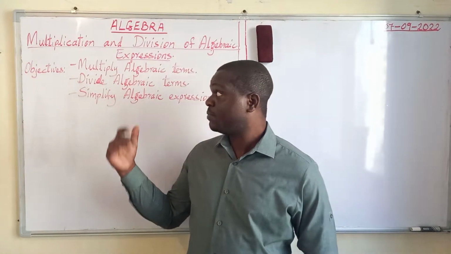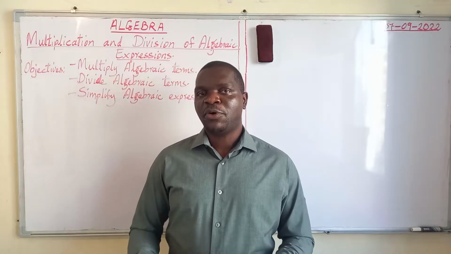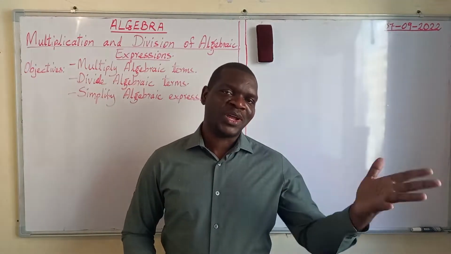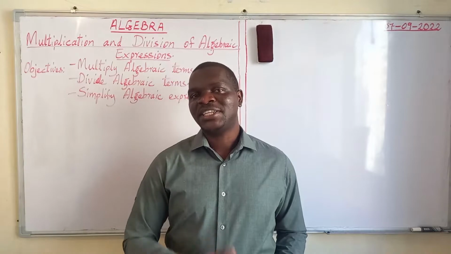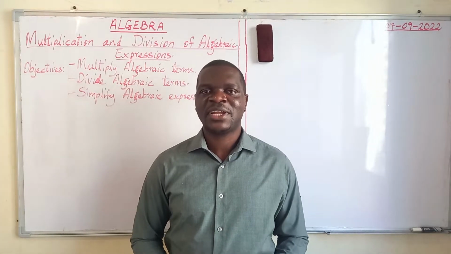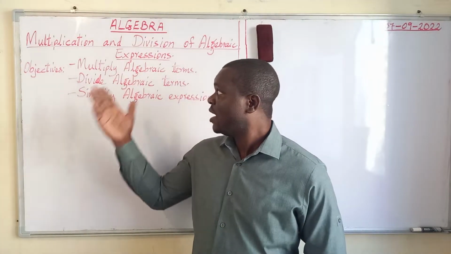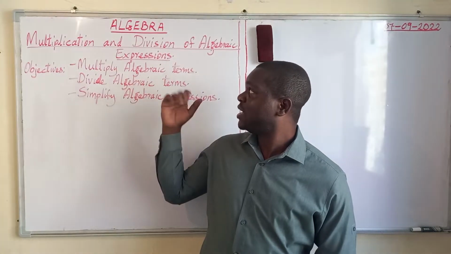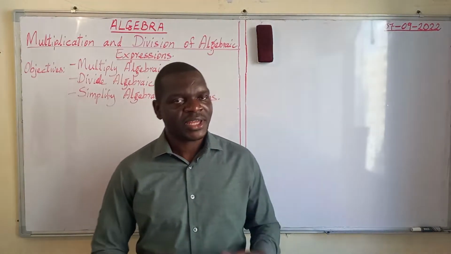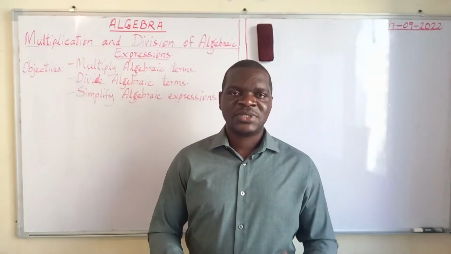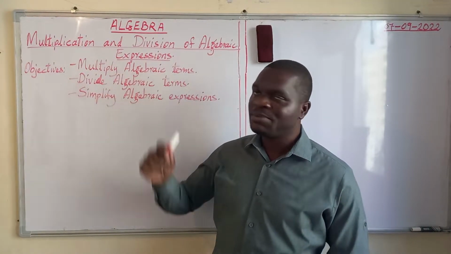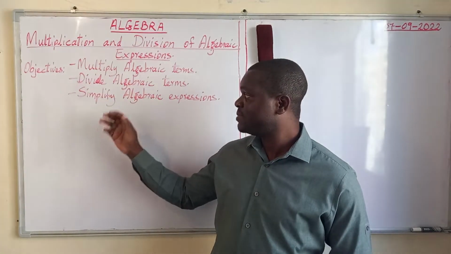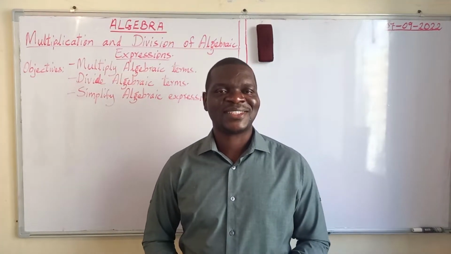Today we have something new, and of course, before we go into what we have today, a quick reminder of what we did last time. Our last lesson was on addition and subtraction of algebraic expressions. Today, our topic is multiplication and division of algebraic expressions. Our objectives are that by the end of the lesson, we should be able to multiply algebraic terms, divide algebraic terms, and simplify algebraic expressions.